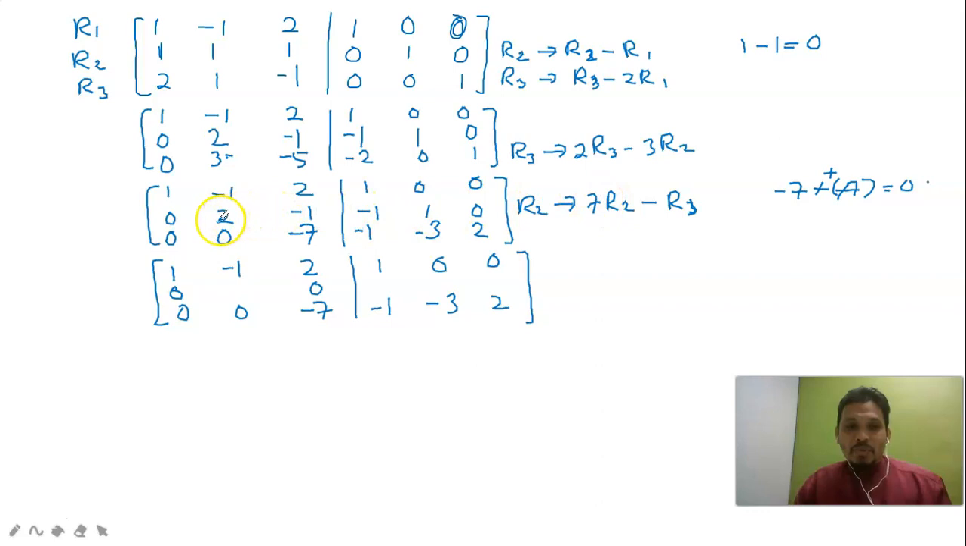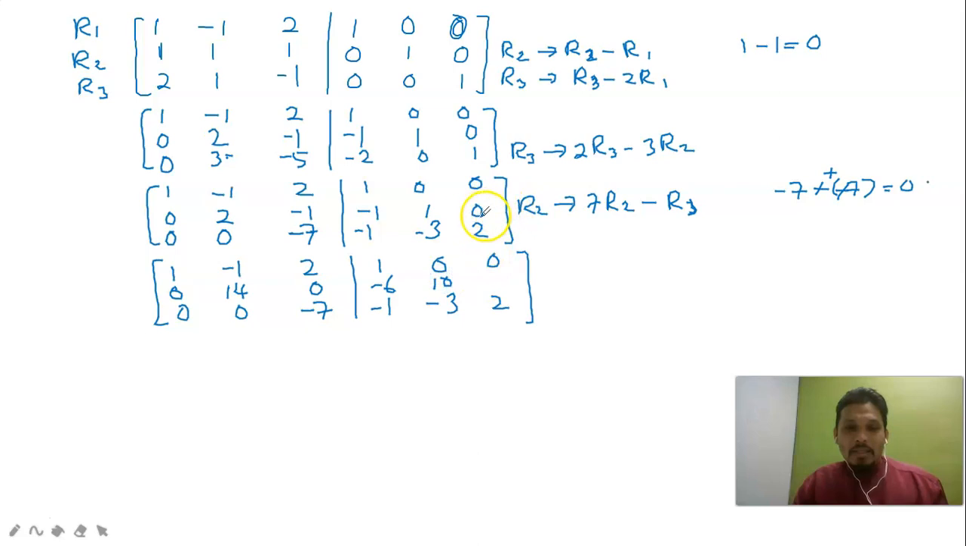7 times 2 equals 14 minus 0 equals 14. Then next, 7 times negative 1 equals negative 7. And then minus R3, minus negative 1 equals positive 1. So negative 7 plus 1 equals negative 6. 7 times 1 equals 7. Negative times negative becomes positive 3. So 7 plus 3 equals 10.